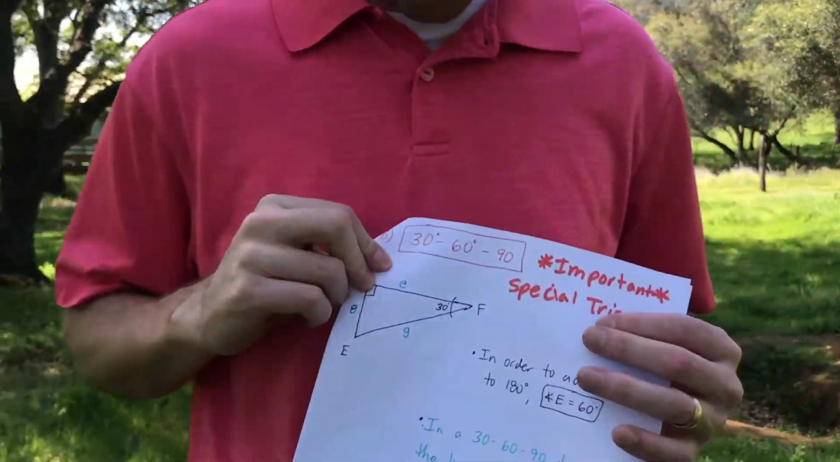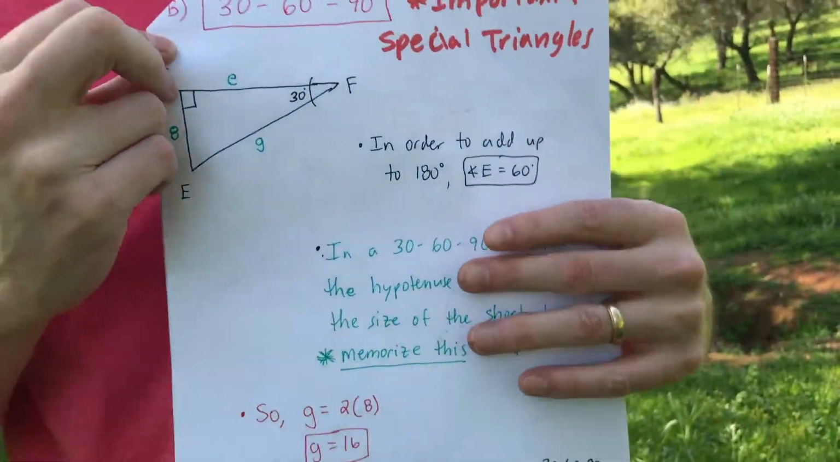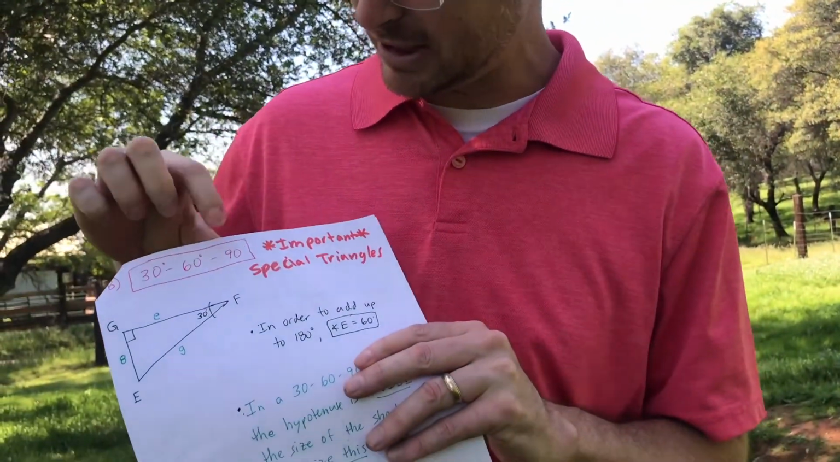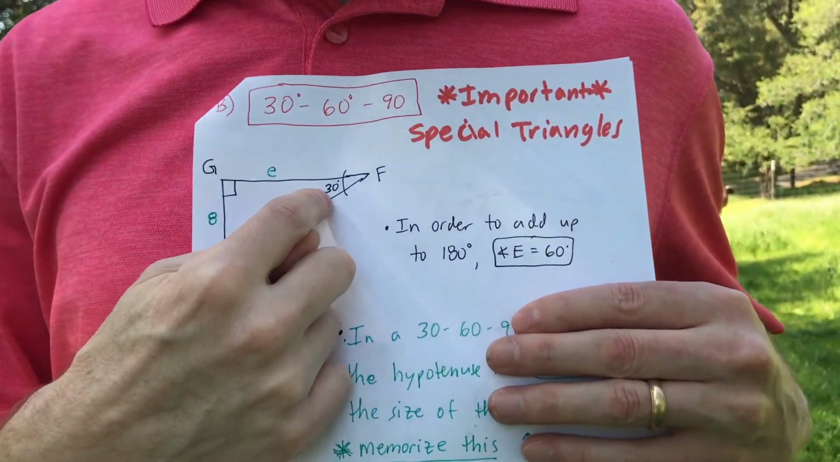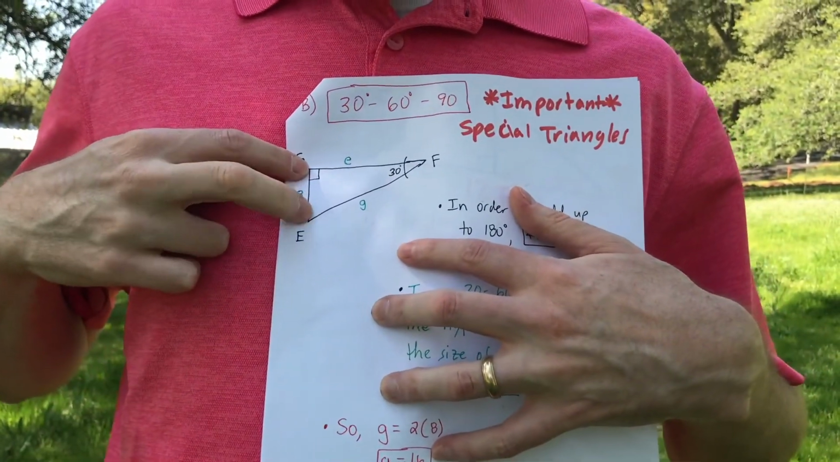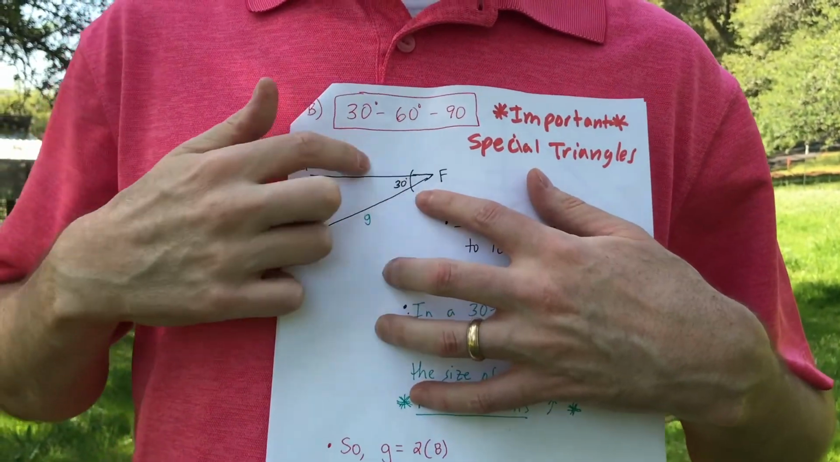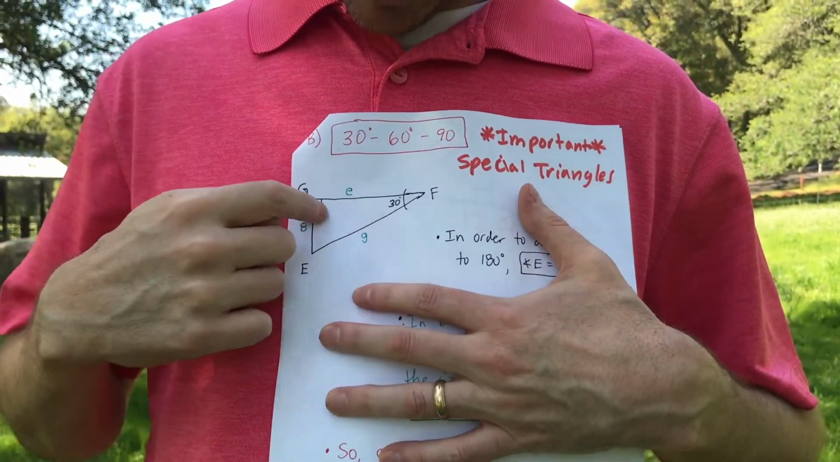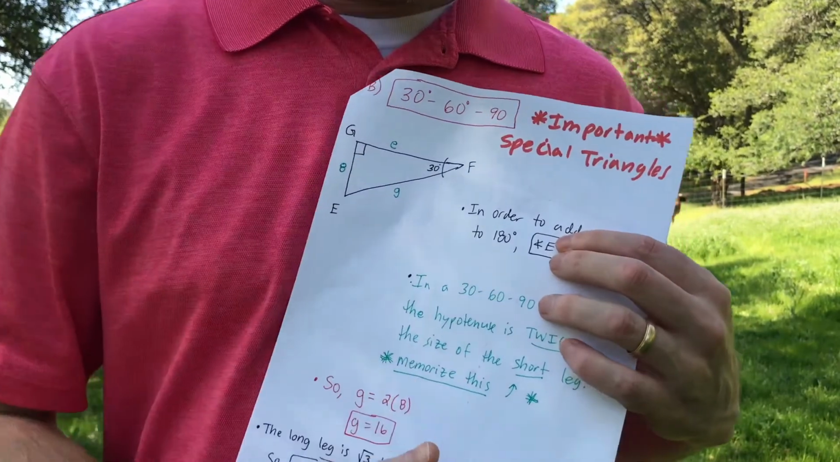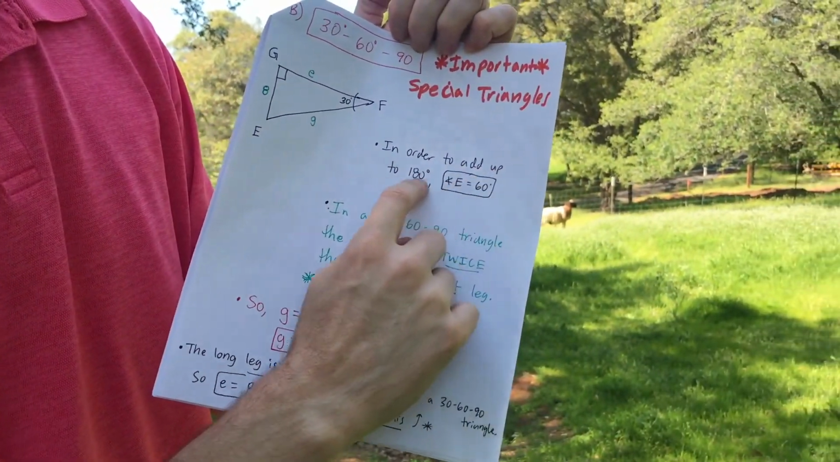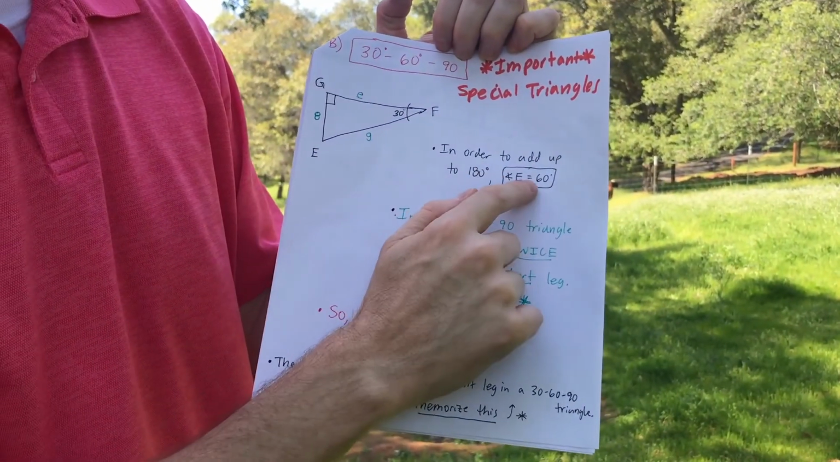All right, but let's do some math first. So, is this good lighting here? In a 30-60-90 triangle, this is the other type of special triangle. It's important. It looks like this. See, I got a 30 degrees, I got a 90 degrees, which makes that 60. It has to add up to 180, remember. And so if I got all my angles, I just have to find my sides. Well, in order to add up to 180, my E value has to be 60, all right?